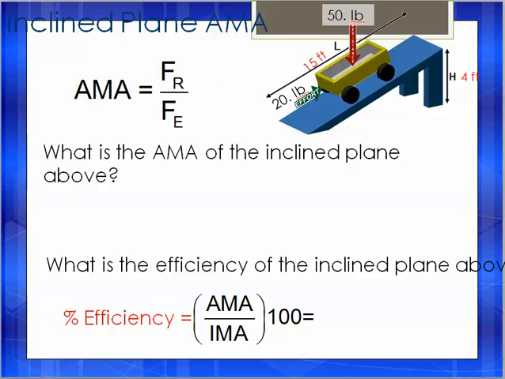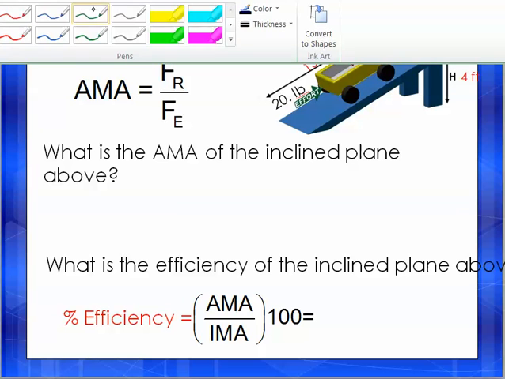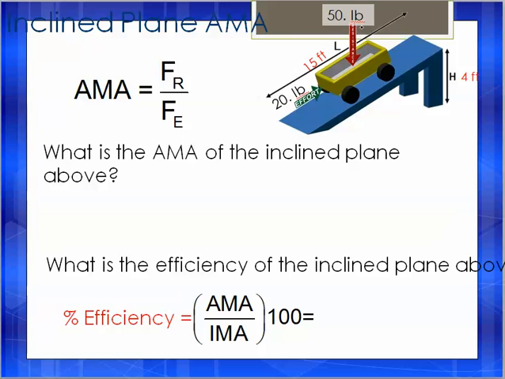Now, when we take a look at the actual mechanical advantage, it's still going to be the same thing. It's the forces. The actual is going to be the forces, and that still gives us the resistance. They tell us up here the resistance is 50, and here they tell us it's our effort. So the actual mechanical advantage is going to be 50 over 20, which is 2.5.